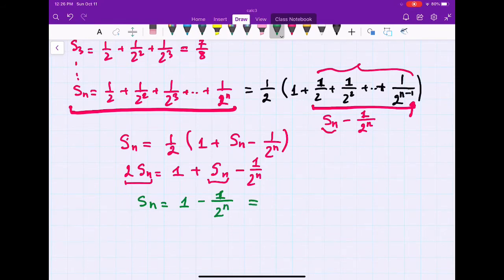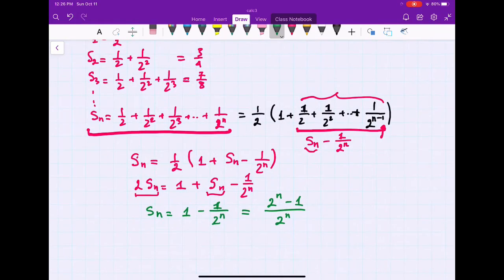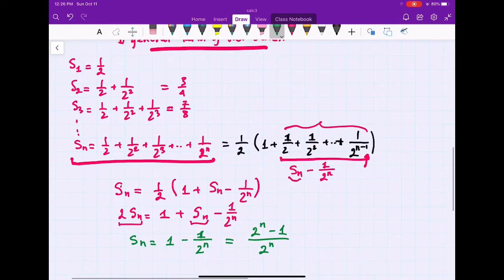Or you can write in the following form, (2 to the n minus 1) over 2 to the n. All right, so now you may verify that, for example, when n is equal to 1, S1 equals (2 to 1 minus 1) over 2 to 1, which is 1 over 2. Perfect.